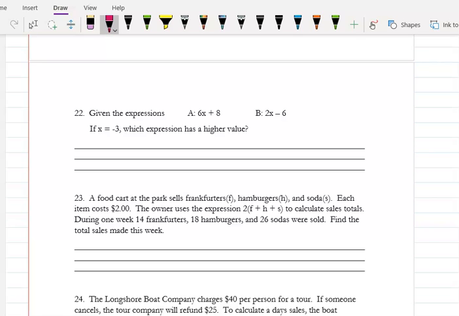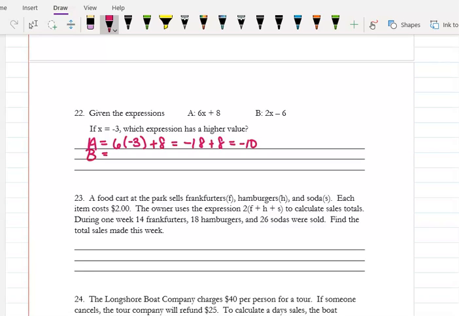Okay, number 22. Given the expressions A, 6x plus 8, and B, 2x minus 6. If x equals negative 3, which expression has a higher value? Okay, so first we need to evaluate each expression. A is 6 times negative 3 plus 8. So that means 6 times negative 3 is negative 18 plus 8. So subtract and take the sign of the higher, that would be negative 10.